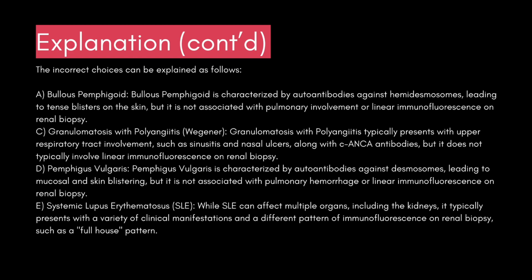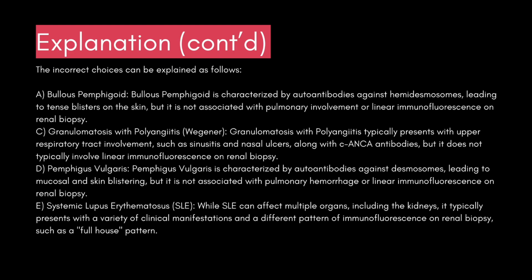Bullous pemphigoid. Bullous pemphigoid is characterized by autoantibodies against hemidesmosomes, leading to tense blisters on the skin, but is not associated with pulmonary involvement or linear immunofluorescence on renal biopsy. Granulomatosis with polyangiitis, Wegener's disease. Granulomatosis with polyangiitis typically presents with upper respiratory tract involvement such as sinusitis and nasal ulcers along with C-ANCA antibodies, but it does not typically involve linear immunofluorescence on renal biopsy.